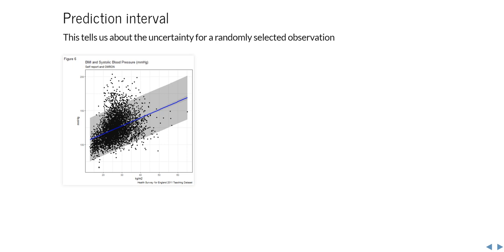So we have confidence intervals that tell us all about uncertainty in the blue line, and prediction intervals that tell us about uncertainty in individual people, the individual data.